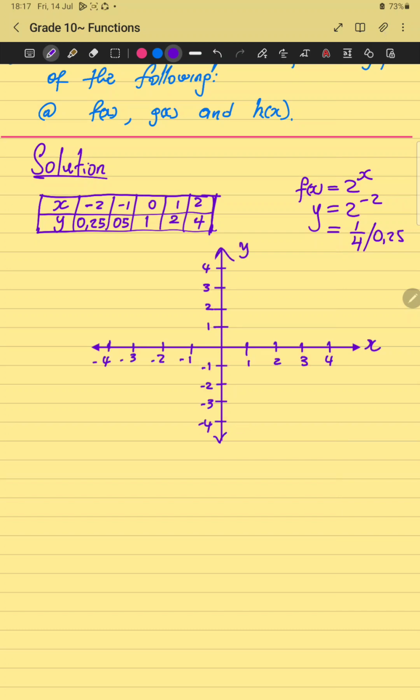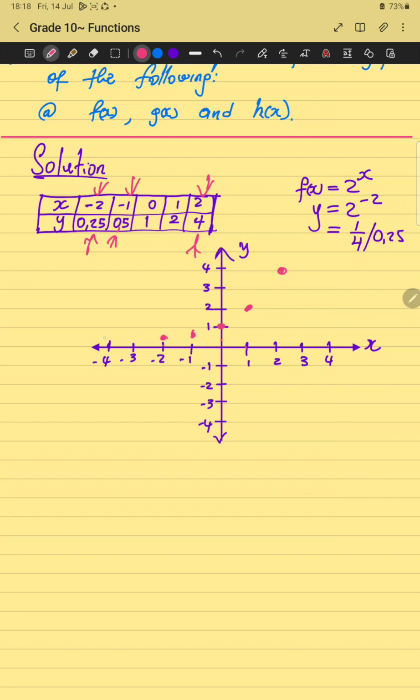Therefore we sketch: when x is -2, y is 0.25, so 0.25 is just somewhere here, that means here's a point. When x is -1, y is 0.5, somewhere here. When x is 0, y is 1, and when x is 1, y is 2, just go up a little bit. And when x is 2, y is 4, just somewhere there.